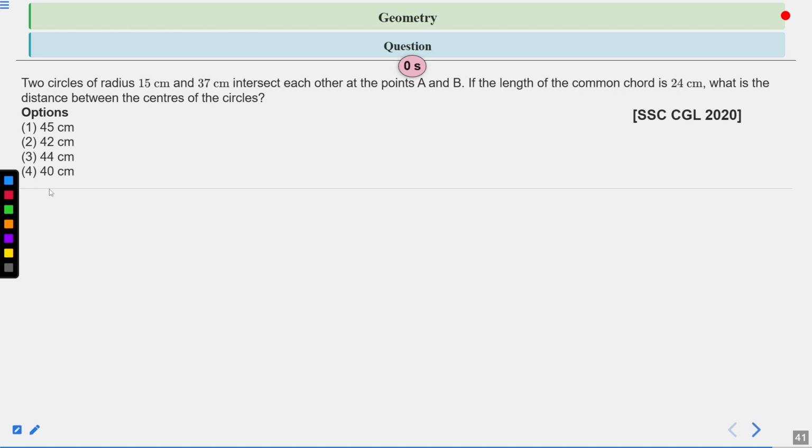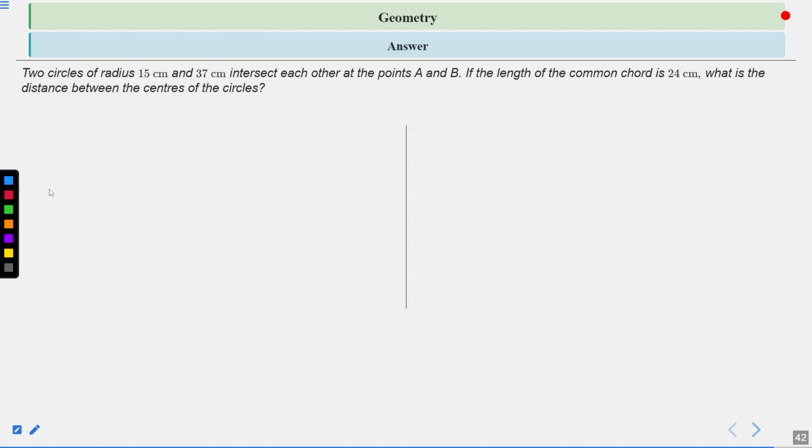Now time's up. Let's see the solution of this question. The question says that two circles of radius 15 and 37 centimeter intersect each other at points A and B. So we get the common chord, and the length of the common chord is 24 centimeter. So we need to calculate the distance between the centers. By using the formula, we can calculate it. The correct answer of this question is the third one, which is 44 centimeter. Now see the detailed solution using concept 17.5 in this question.